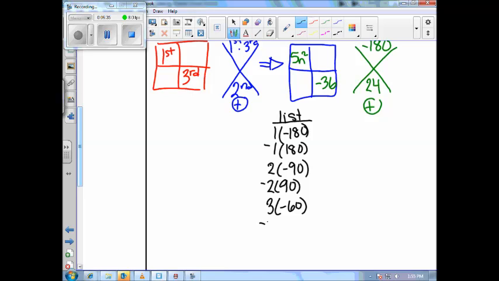And negative 3 times positive 60. Okay, let's stop for a moment and just see if we have it. Because if we found our pair, then we don't need to keep going. Let's see. It has to add to 24. 1 plus negative 180. Does that add to 24? Nope. Does this pair add to 24? Next? No. But we're getting warmer.